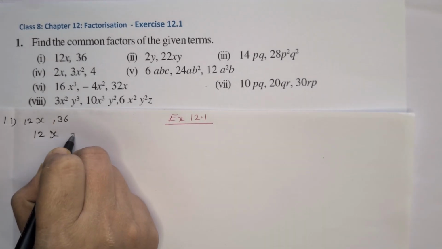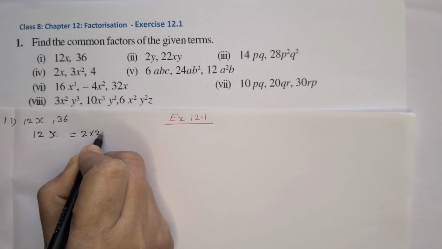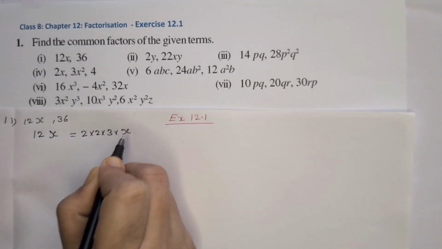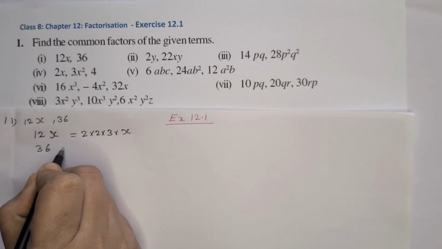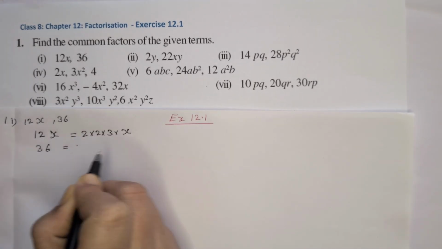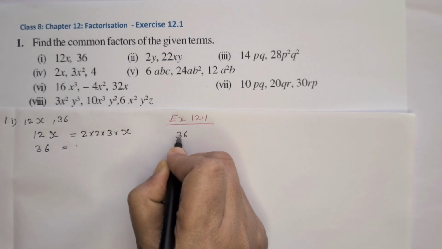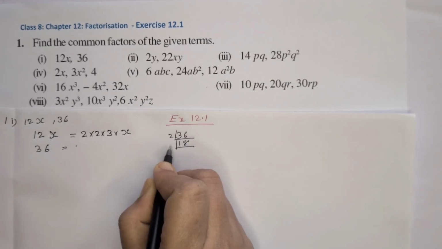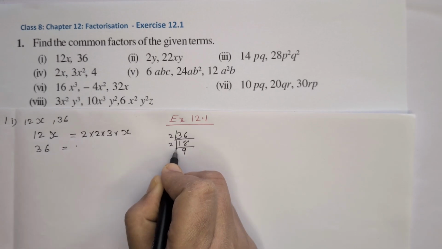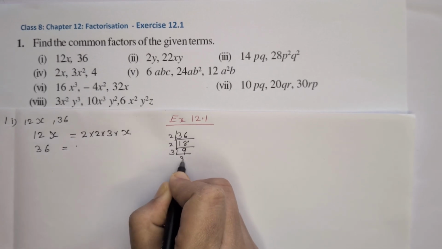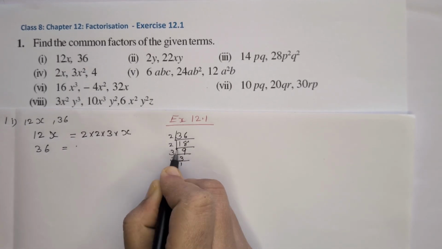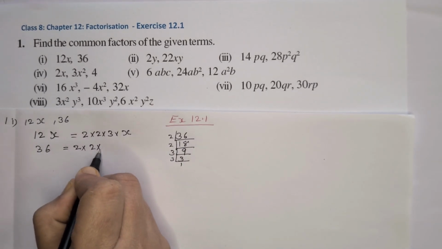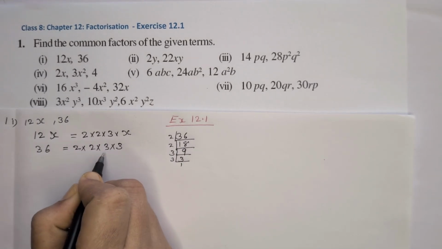Here 12 we can write as 2 into 2 into 3, that is 4 into 3, 12. 36 we can write, if we do the prime factorization the same way, 2, 18, 2, 9, then 3, 3. So we can write in place of 36, 2 into 2 into 3 into 3.